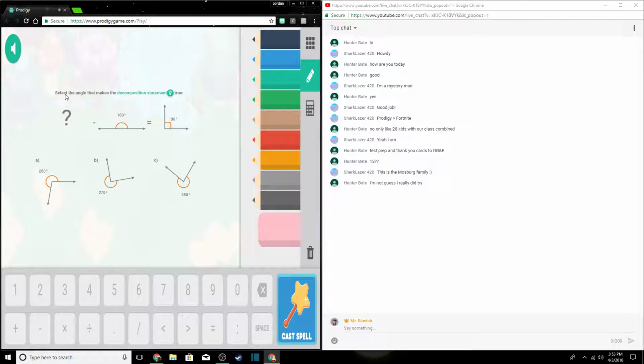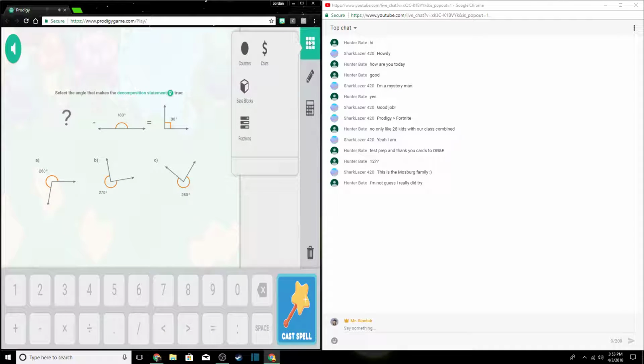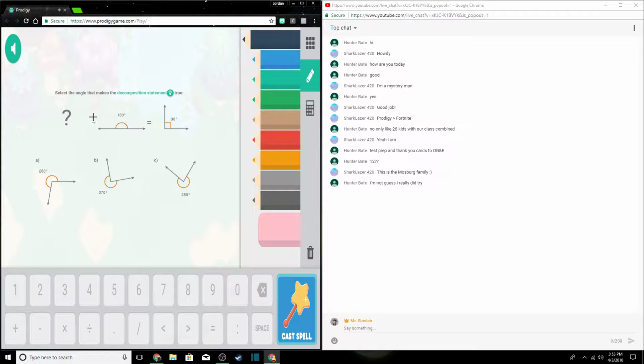Now, decomposition statement is when you take, we had the other one where we basically find the adding. Now we're going to be finding out how the angle gets smaller, how it decomposes. So we're going to take 180 and whatever it is to equal 90. Since we had this little subtraction sign, we just do the opposite. We're just going to add. So 180 plus 90.